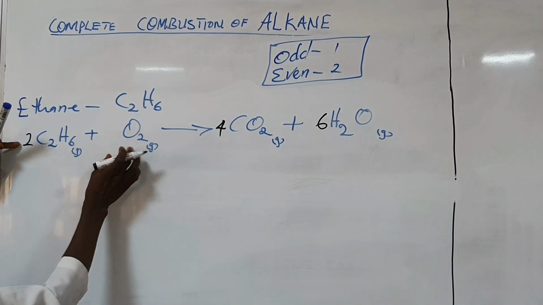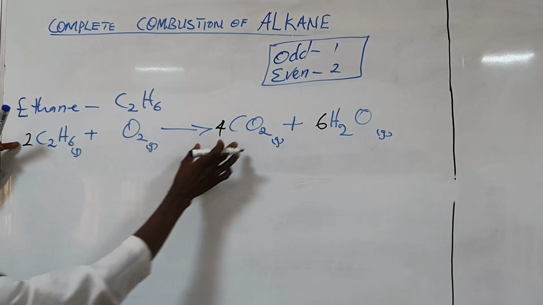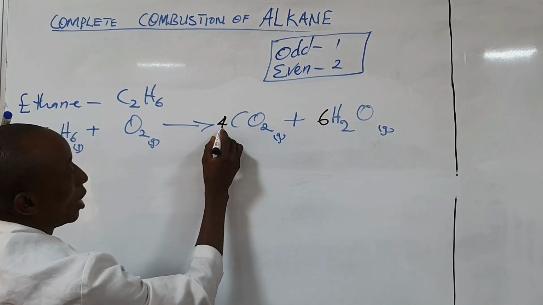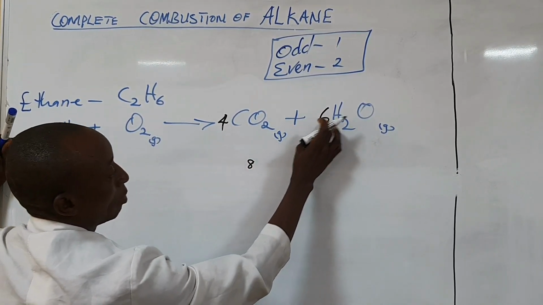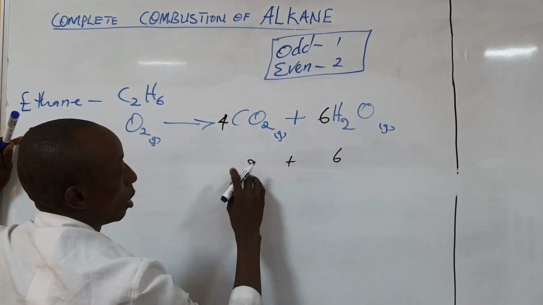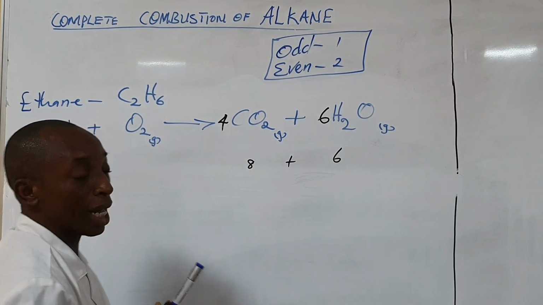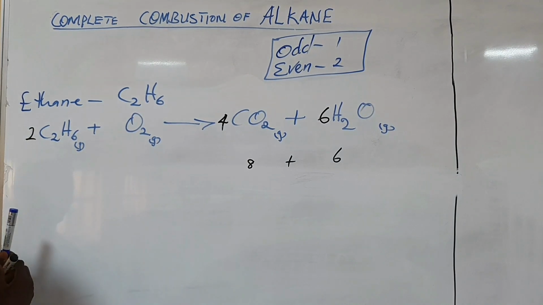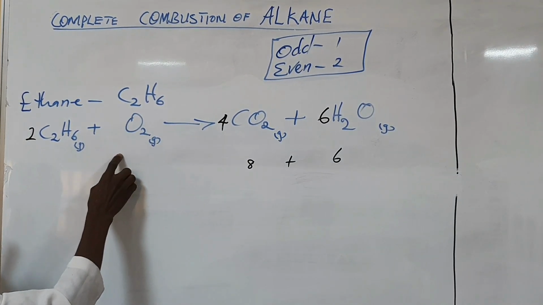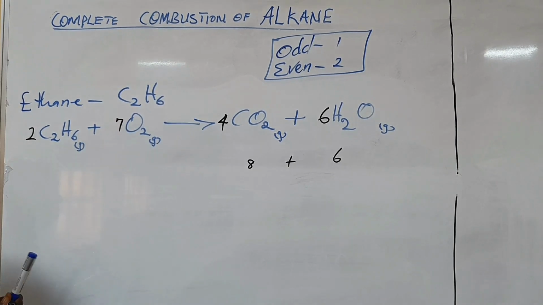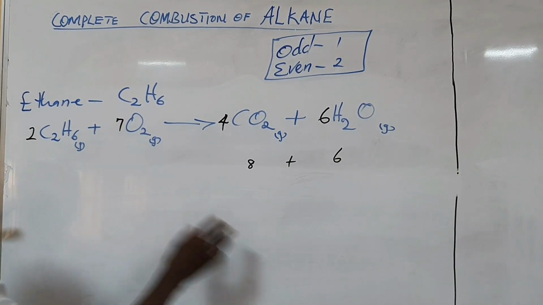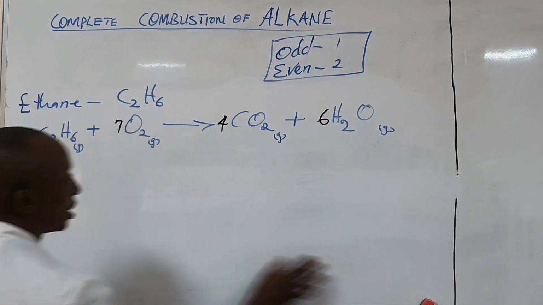Coming to oxygen, here you have only 2 atoms of oxygen. But from the product side, oxygen here is 2 times 4, 8, and here 6. So 6 plus 8, that is 14. To make that 14 atoms of oxygen, this is 2 times 7, making 14. That is just a simple way to balance that.